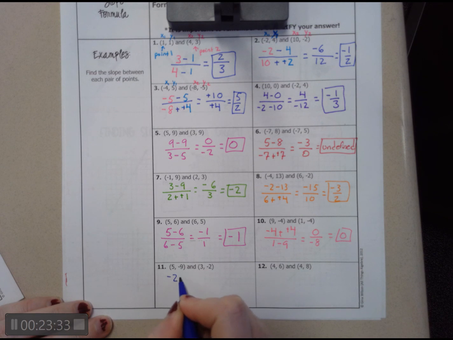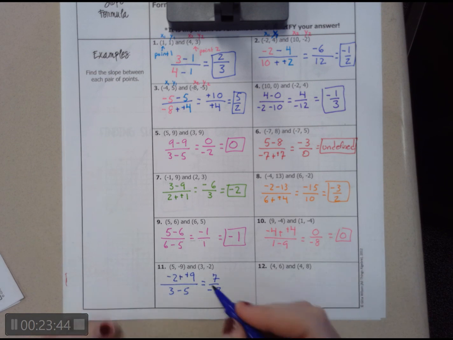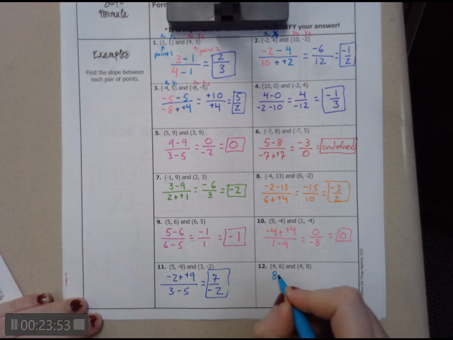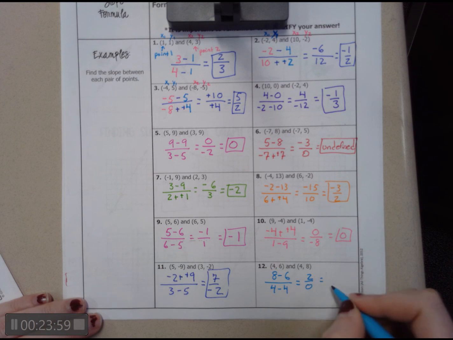And then negative 2 minus negative 9 over 3 minus 5. Negative negative becomes that positive, 7 over negative 2. And finally, we have 8 minus 6 over 4 minus 4. So we get 2 over 0, which is going to be undefined.